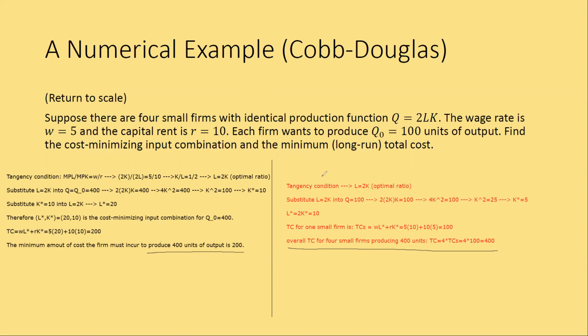All right. So here I chose 4 small firms because the numbers will be integers. You can do the same calculation. If, say, we have 2 small firms, each producing 200 units of output, you can do the calculation. You will find a different overall total cost that is also going to be larger than 200.